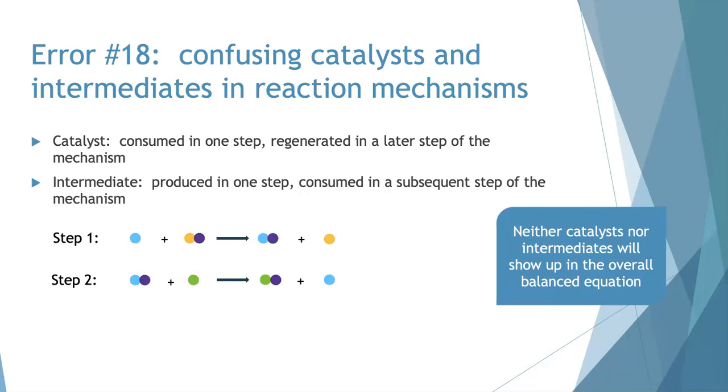For example, in this little particle level diagram, I have a catalyst, which is the little blue dot. And then the intermediate is the blue with the purple. So the catalyst is consumed in step 1. I get it back in step 2. The intermediate is made in step 1. I use it in step 2.